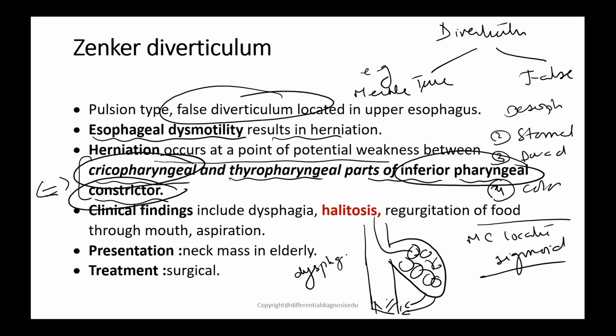Because food is staying here, that can cause halitosis, bad mouth odor, and regurgitation of food through the mouth. Food can go up into the larynx and cause aspiration. The patient will feel like a neck mass. So treatment is surgical.